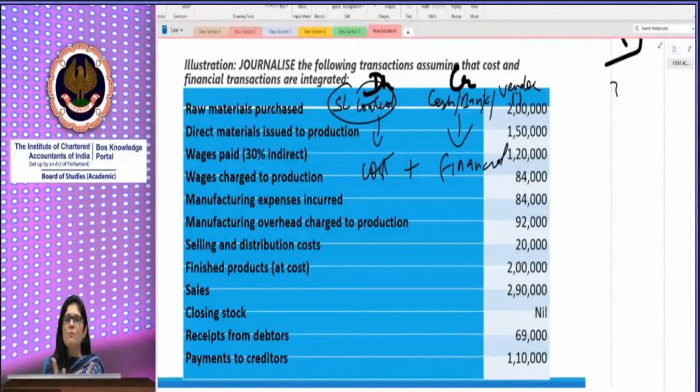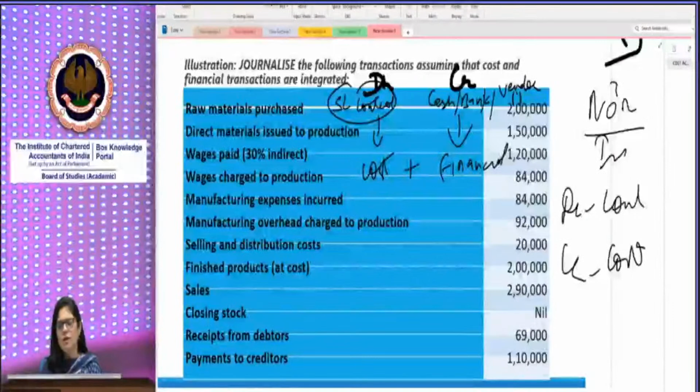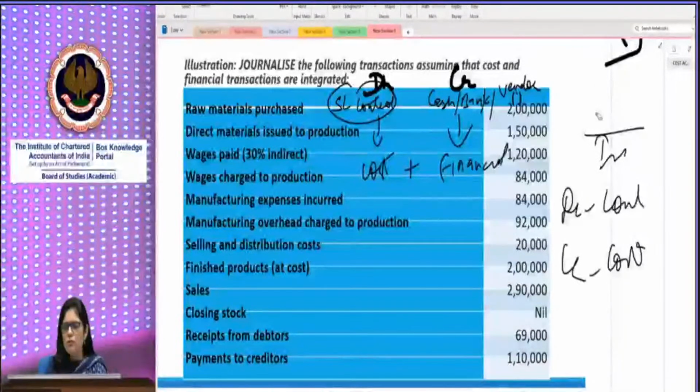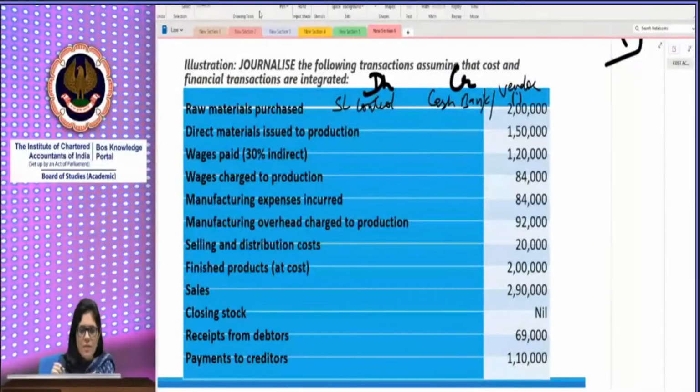We are not using both control accounts. So in non-integrated, what was happening? Debit was also a control account and credit was also a control account. So we were just using the costing. But here we are using one of cost and one of financial. So students, I hope I'm able to make you understand this. So I'm just erasing it. Let us move on. We'll just discuss the entries here.